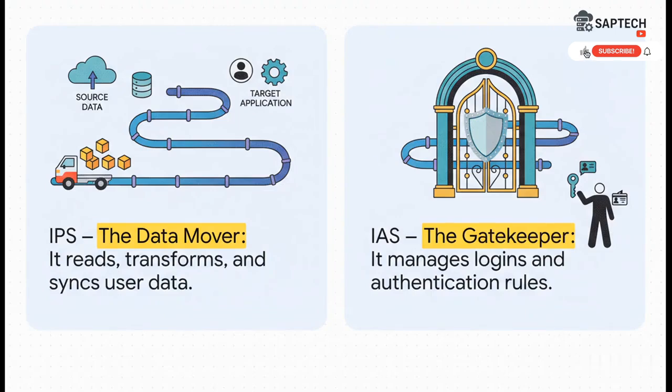Let's break this down with a super simple analogy, because it really makes everything click. Think of the Identity Provisioning Service, IPS, as the data mover. Its entire job is to read, transform, and sync user data between all your systems. Then you have the Identity Authentication Service, IAS, which is the gatekeeper. Its job is to manage the actual login and decide who gets in the front.